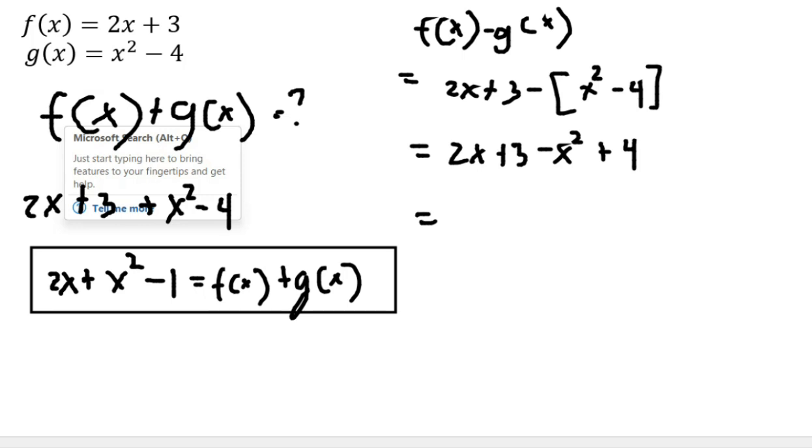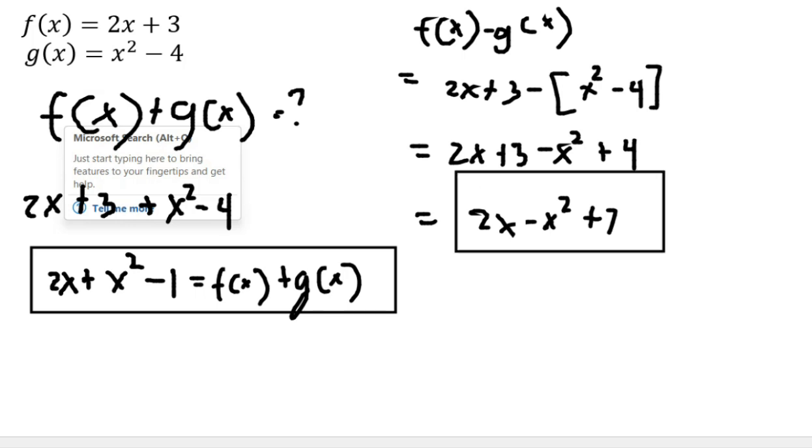And we can just combine like terms once again. That's going to be 4 plus 3 only. We still have 2x here. We get minus x squared and plus 7. So this is going to be the difference of the functions, f of x minus g of x. So we can use addition and subtraction. We can also use multiplication.